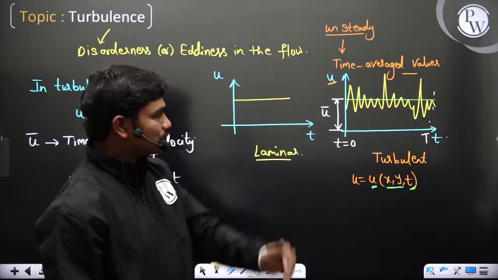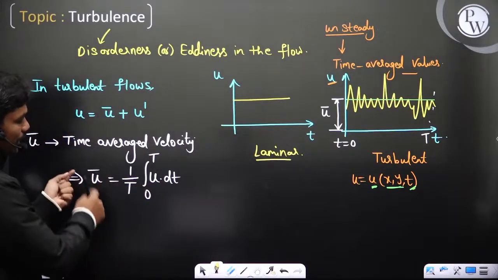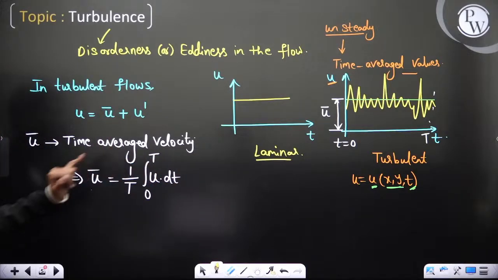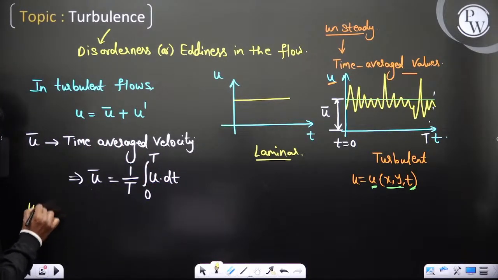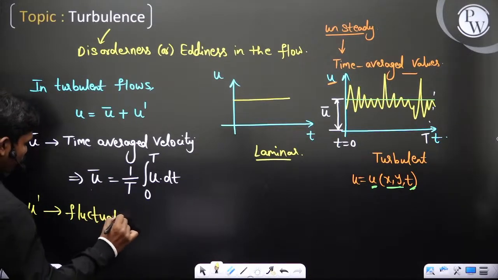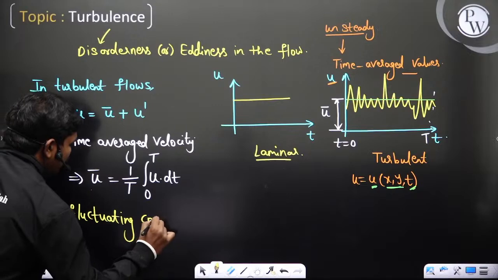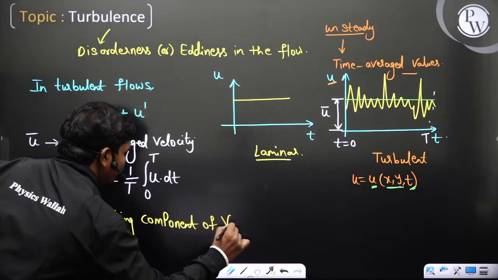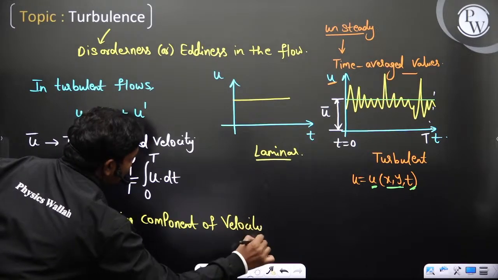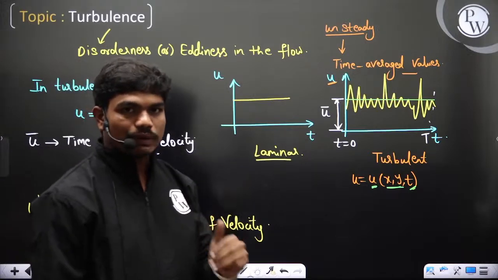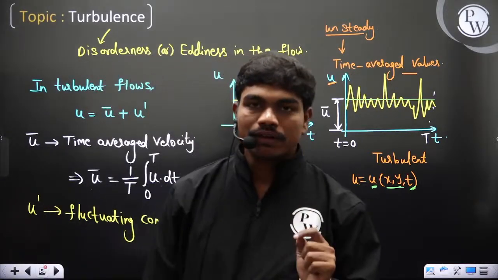Similarly, whenever there is a function of velocity changing with respect to time, if you want to calculate the average, such that these two integrals are the same, then t into u bar should be equal to integral 0 to t of u dt, that is, u bar equals 1 by t times integral 0 to t of u dt. And what about u dash? U dash is called the fluctuating component of velocity, because in this velocity there are two components. One is the time averaged value and another is the fluctuating component.